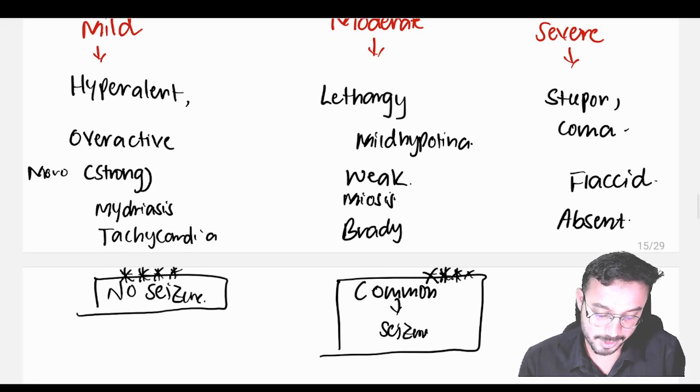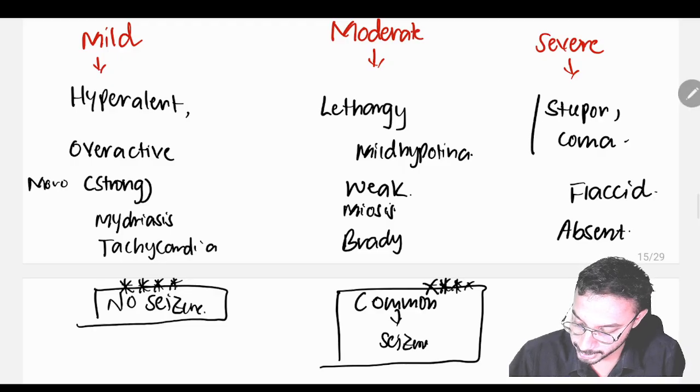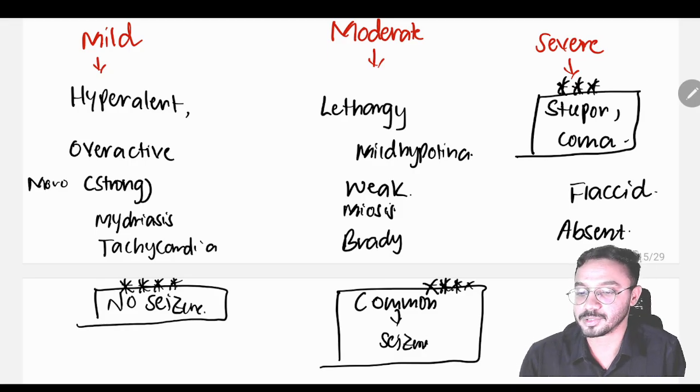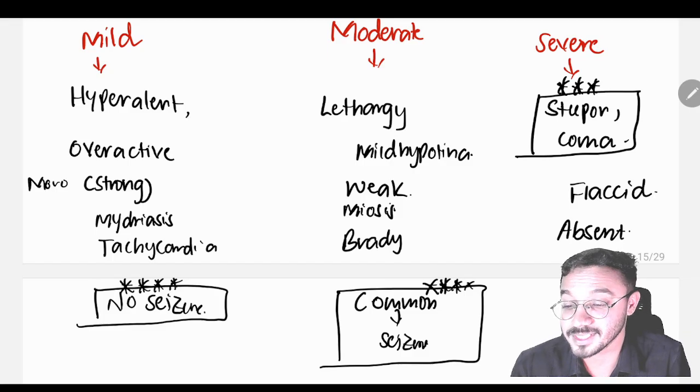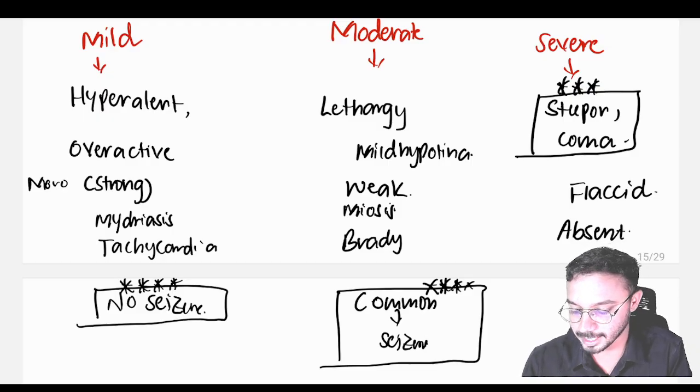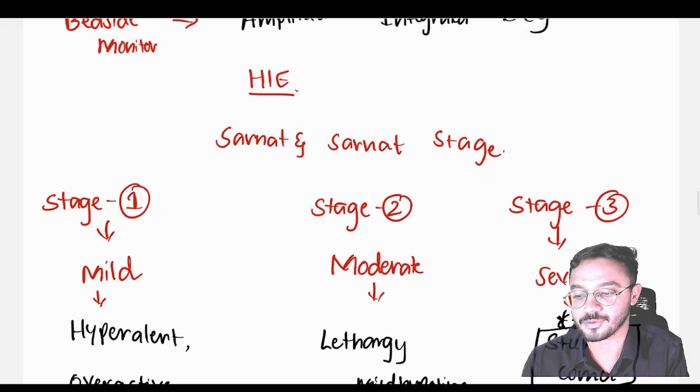In stage 3, severe, the patient or child will be in coma, flaccid and absent. Whichever marks I have put in, please remember, you will specifically see these in stage 1, stage 2 and stage 3. Sarnat and Sarnat staging is the staging that is done for HIE babies.